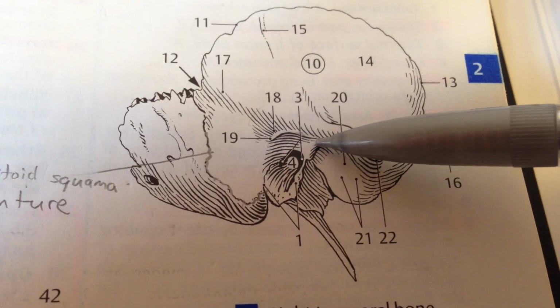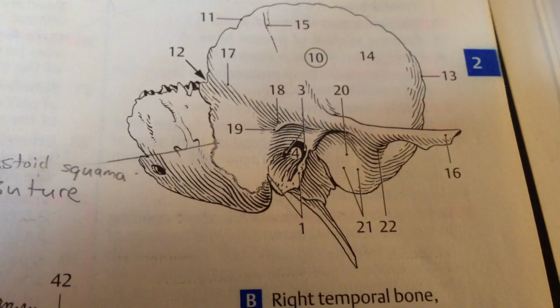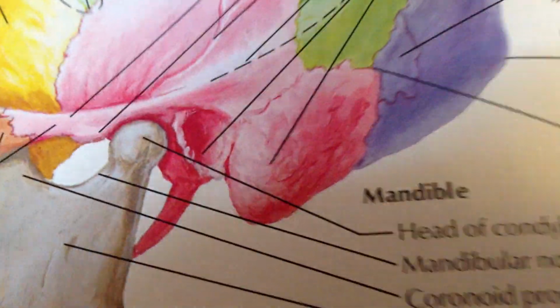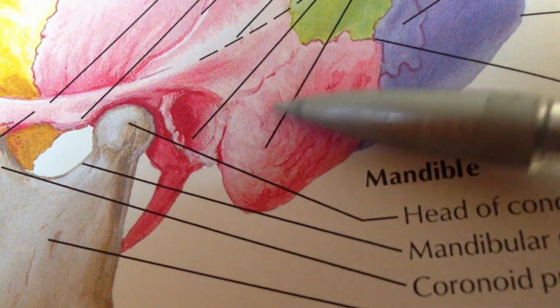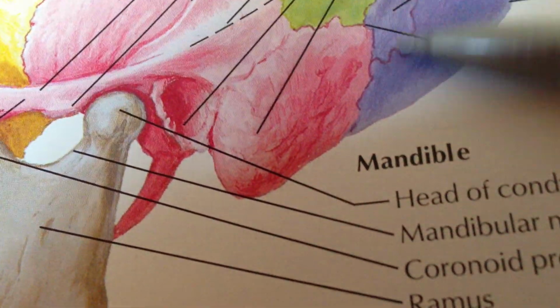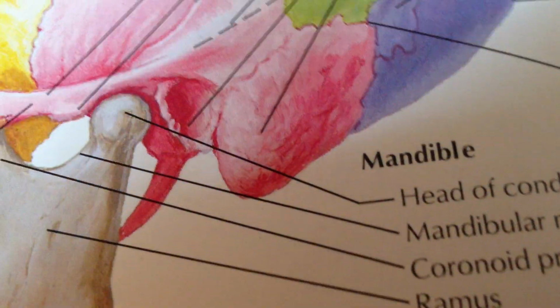Okay? Now, that's going to conclude our squamous part of the temporal bone. Now we're going to use the Netter's Atlas to discuss our mastoid part of the temporal bone. Okay? Now, the mastoid part of the temporal bone, which is right here, there is one fissure and two sutures that we're going to discuss that are related to the mastoid part of the temporal bone.